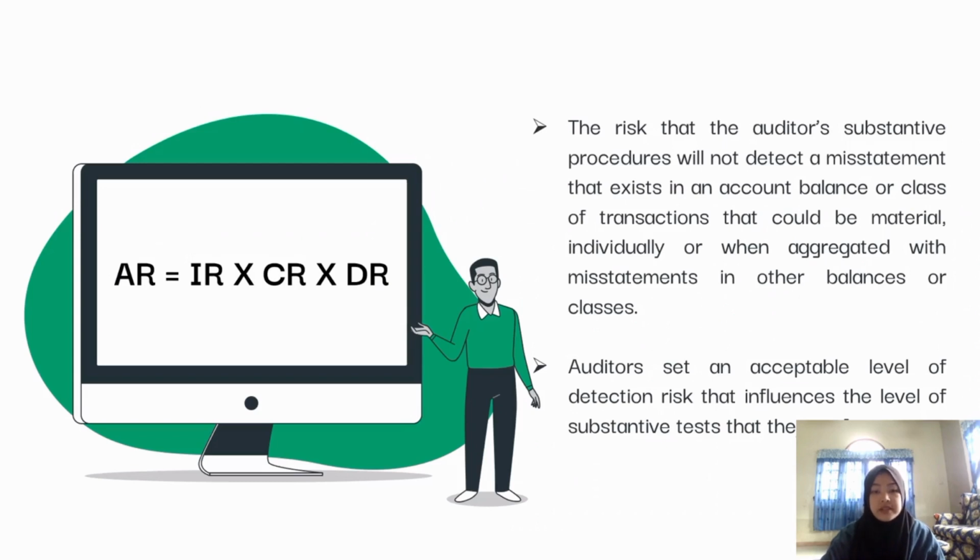Detection risk is the risk that the auditor's substantive procedure will not detect a misstatement that exists in an account balance or class of transactions that could be material individually or when aggregated with misstatements in other balances or classes. So, detection risk is the risk that the procedure performed by the auditor to reduce audit risk to an acceptable low level will not detect a misstatement that exists and that could be material.